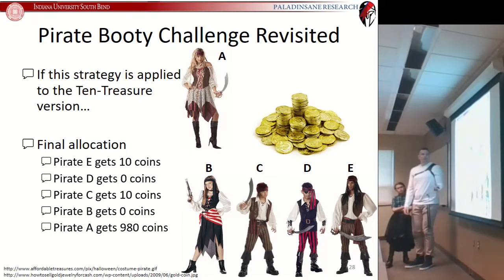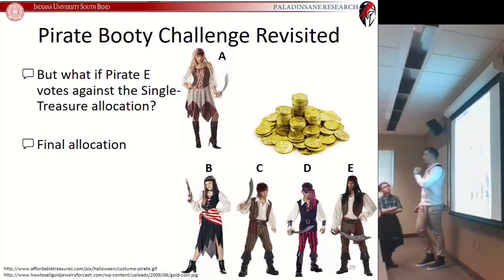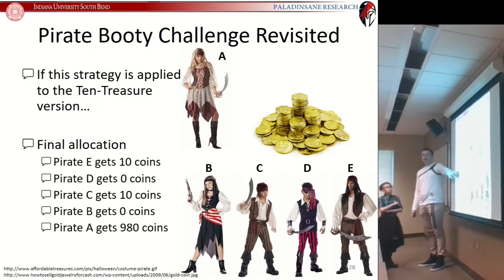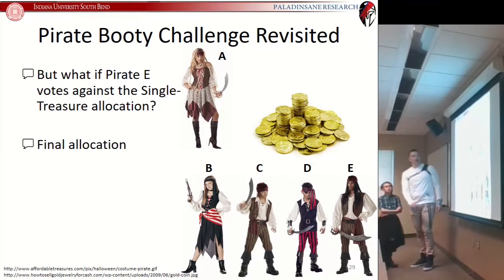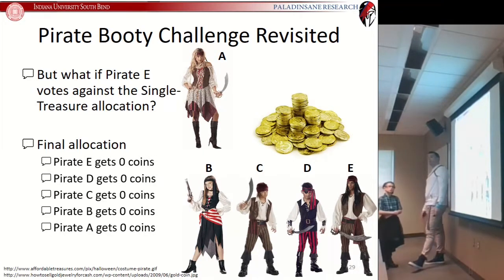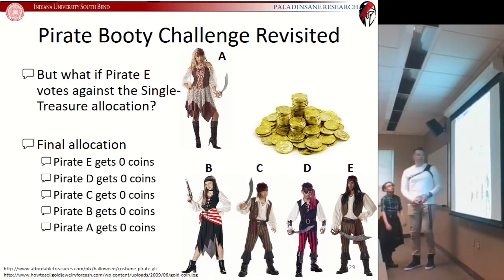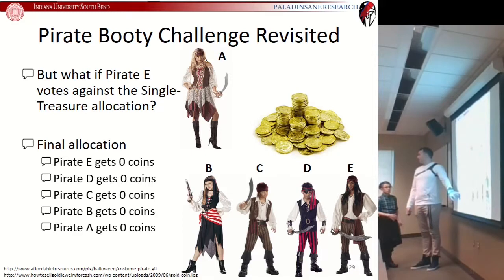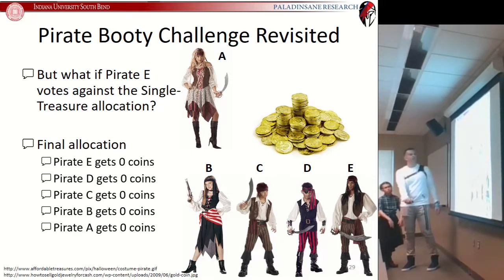But what if Pirate E votes against that single treasure allocation? What if Pirate E says, no, 1 coin per allocation, not enough for me, throw it overboard? Well, in that case, the final allocation is everybody gets 0. Because if Pirate E is going to vote down 1 coin every single time, every single treasure gets thrown overboard. So Pirate A all of a sudden goes from 980 to 0.